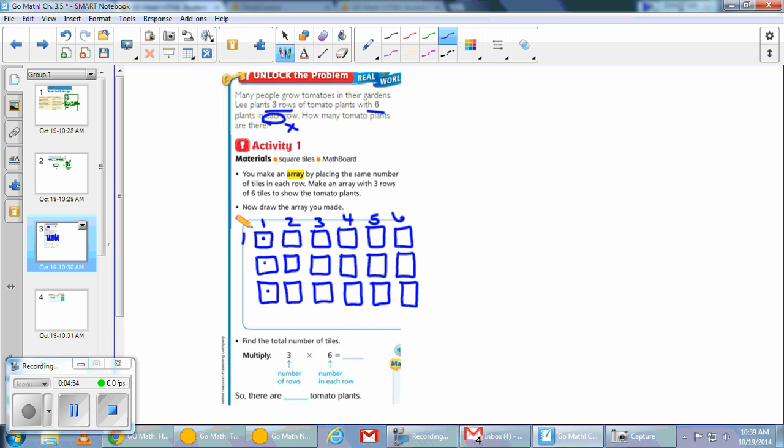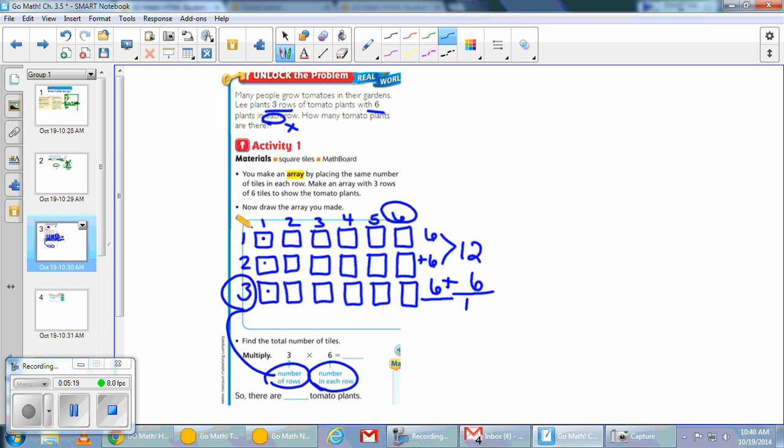And I have 1, 2, and 3. Okay? So to find the total number of tiles, you multiply the number of rows, which is this one, times the number in each row, which is here, to have 3 times 6. So now you just need to count them. You have 6 plus 6 plus 6. 6 plus 6 is 12, plus another 6 equals 18. So there are 18 tomato plants.